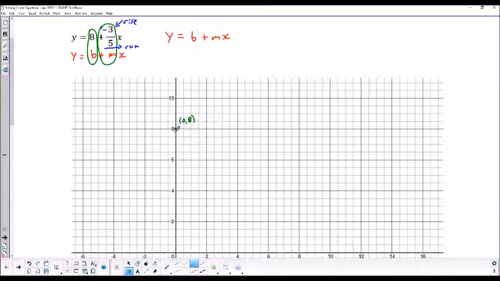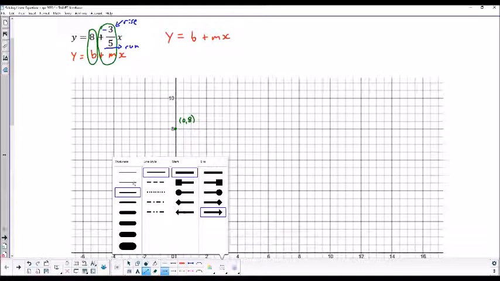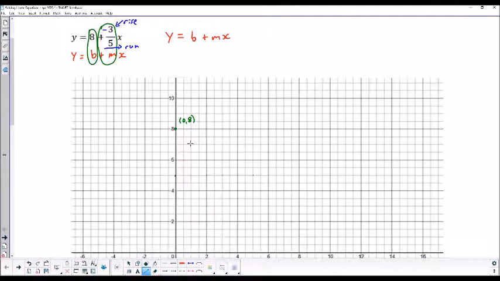Starting at 8, we're going to go down 3 units: 1, 2, 3, down to 5. And then we're going to run 5 units to the right: 1, 2, 3, 4, 5. Now that we have 2 points, and they seem relatively well separated, I'm going to join those points and extend the line to make a nice long line, as far as I can. Then I'm going to go in the opposite direction. And so there's the line.